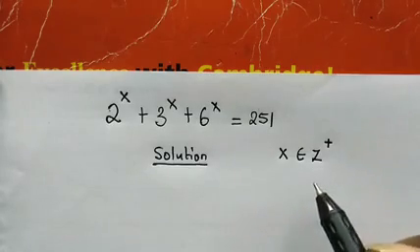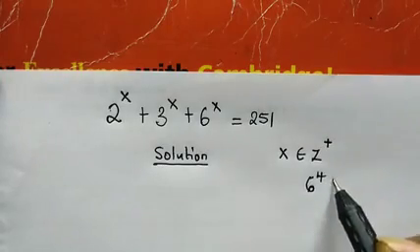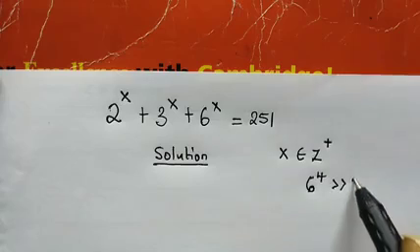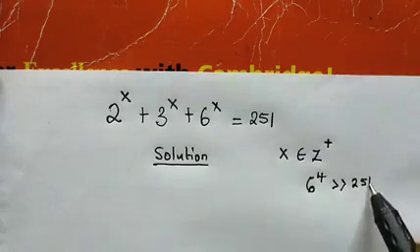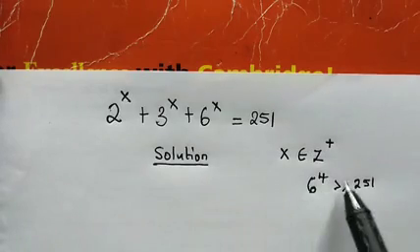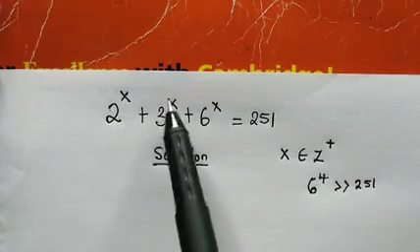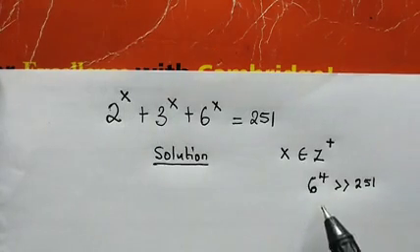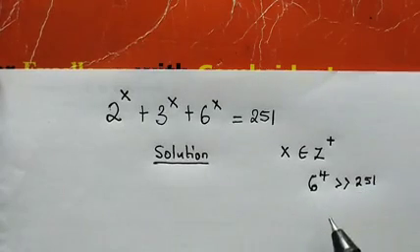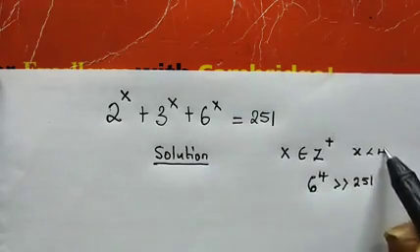If x is equal to 4, remember that 6 to the power of 4 is far greater than 251. Imagine only 6 to the power of 4 being greater than 251, and we're still adding 2 to the power of 4 plus 3 to the power of 4. That would be far bigger than this, right? So we know x must be less than 4.